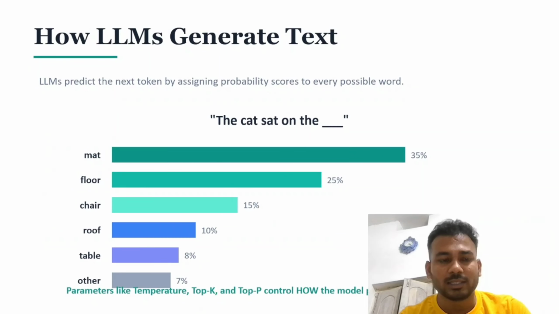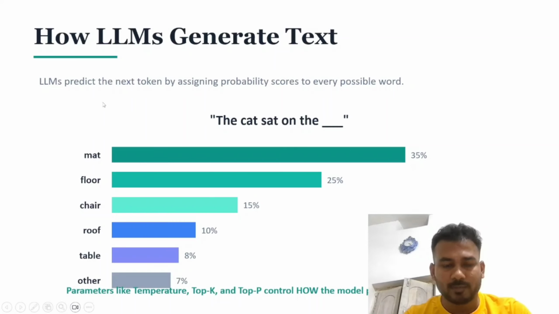So next, let's understand how an LLM generates text and gives you the output. The LLM generates tokens, then assigns a probability score to each token, and gives you as output the highest probability tokens or highest probability words. Okay, so for example, "the cat sat on the". You have a blank statement here.